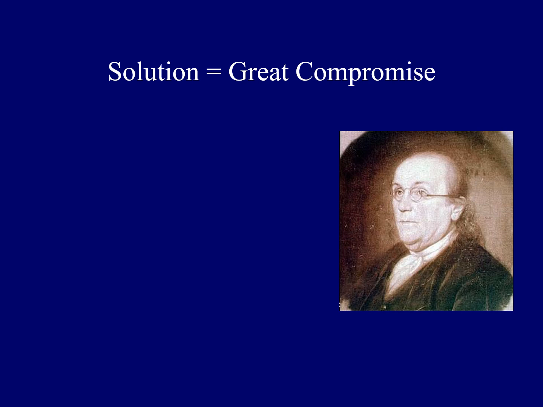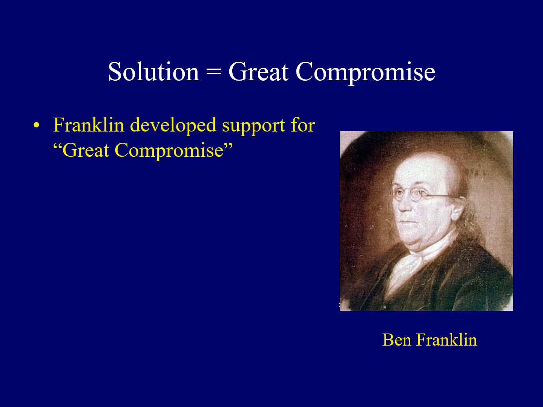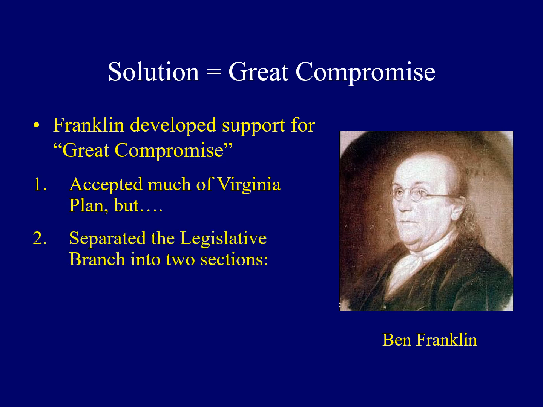Finally, cooler heads prevailed when the oldest delegate, Benjamin Franklin, developed a compromise, or at least support for what came to be known as the Great Compromise. It actually accepted much of Madison's Virginia plan, but it had a key distinction. It separated the legislative branch into two different chambers. The upper chamber would be the Senate, and every state would be treated equally. There would be 2 senators for each state. In the House of Representatives, the number would be determined by each state's population.